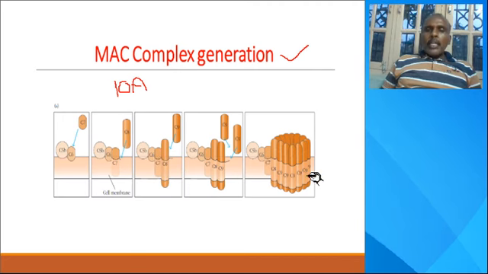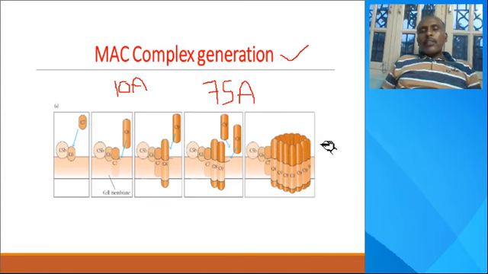Then C9 polymerization occurs on the surface. When C9 polymerization occurs, the hole size is also increased. It is a large pore compared to the previous one; a 75 angstrom size pore will generate. When it is generated, there is more influx of ions and other material. This leads to the swelling of the bacterial cell and also leads to the death of the antigen.